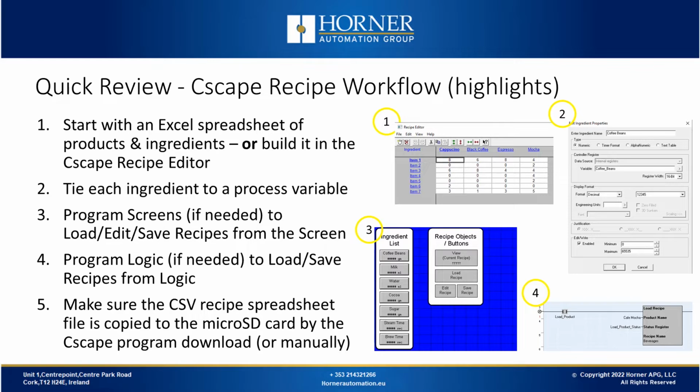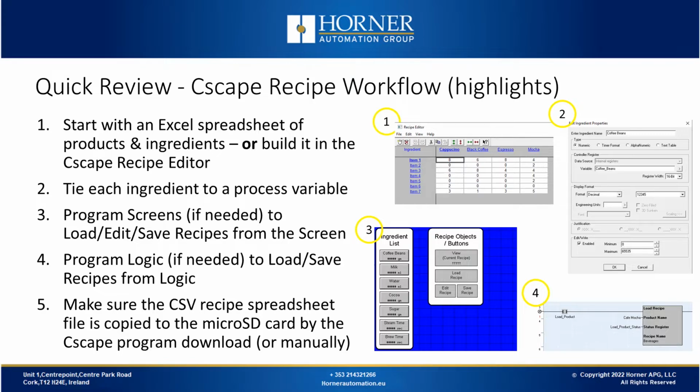Now I'll look at the general workflow I use for the recipe functionality in Cscape. Keep in mind that when you add recipe capability to an OCS application, you're typically doing that at the very end of your application development. So you can start with either an Excel spreadsheet that you create that includes products and ingredients along with your values, or you can start in the Cscape recipe editor where you can create that spreadsheet from scratch. Then in the Cscape recipe editor, either after importing your own spreadsheet as a CSV file or building one from scratch, you're going to tie each ingredient to a process variable.